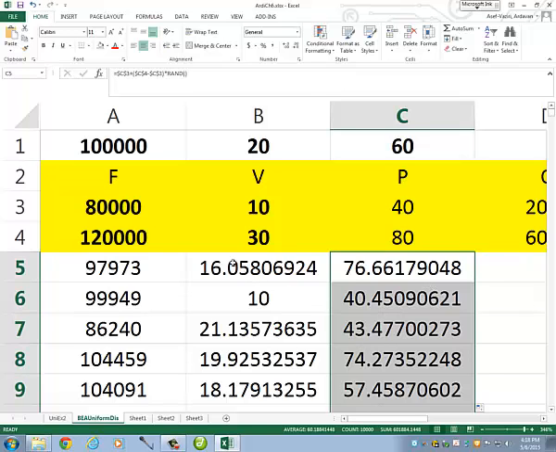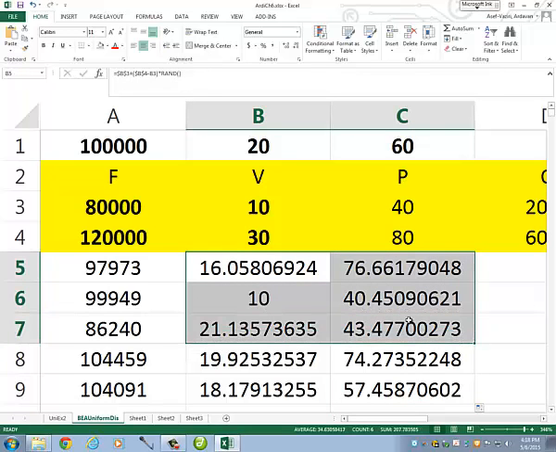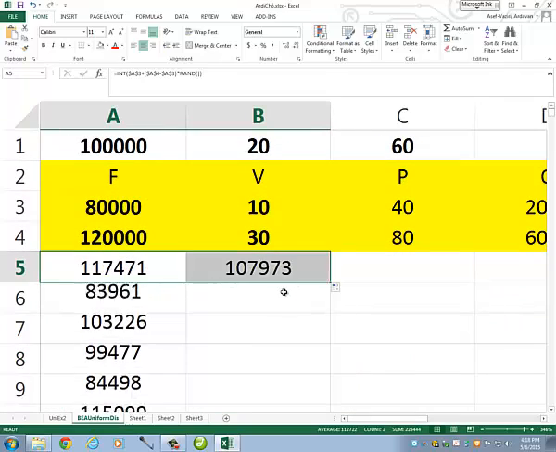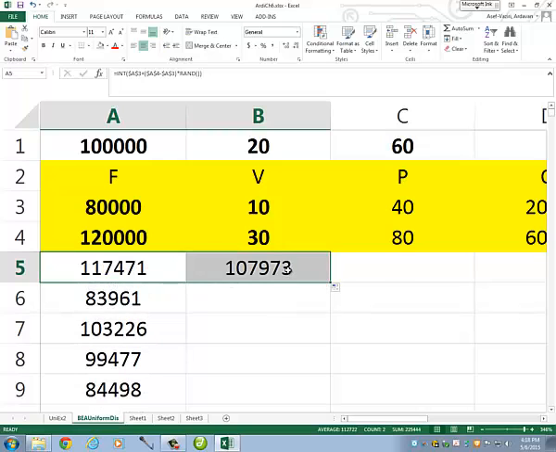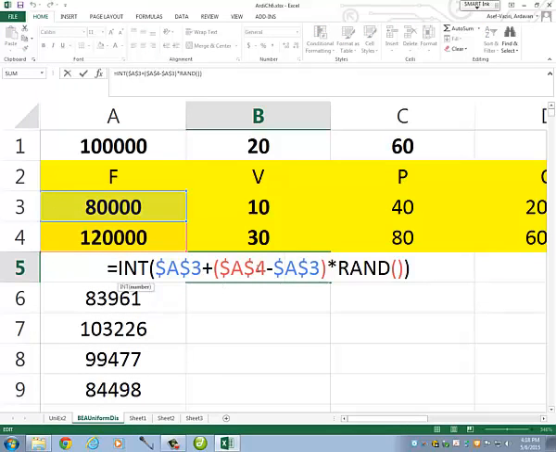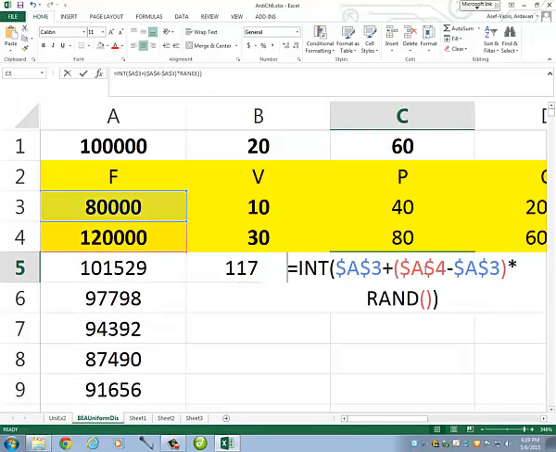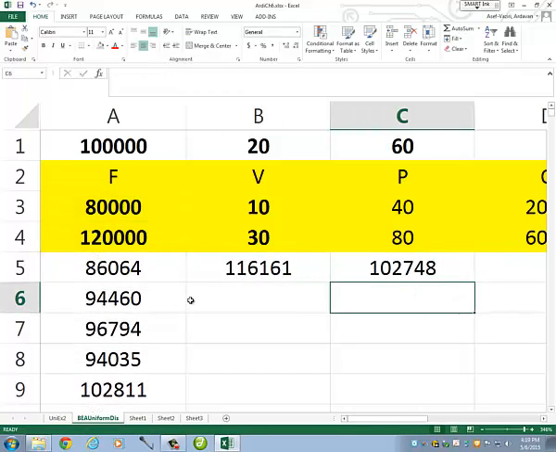But in order to avoid repeating these computations, let's come and copy this here. If I copy it here, because these A3 and A4 were locked, they are still locked while I have copied them into the new column, which is column B. Still I get something between 80,000 and 120,000. And if I copy this here, again that's it, because those two were locked.